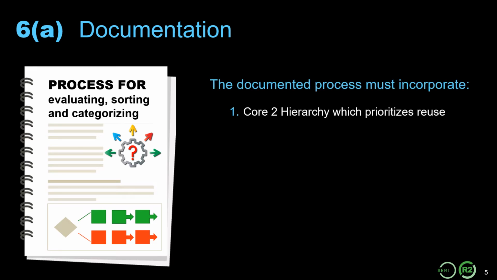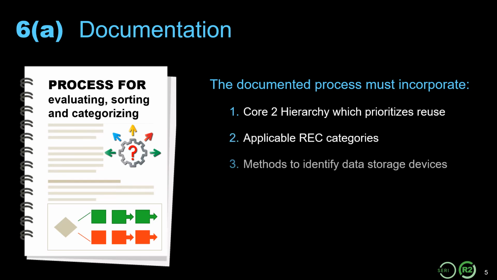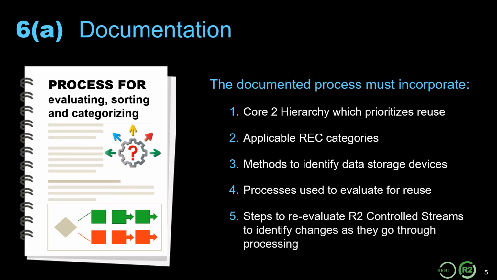There are 5 required items that R2 facilities must incorporate in their documented process: the hierarchy for responsible management strategies to prioritize reuse over other disposition methods, all applicable REC categories, the methods to identify all data storage devices, the processes used by the facility to evaluate and sort for reuse, and finally, the steps to reevaluate R2-controlled streams to identify any changes in categories.